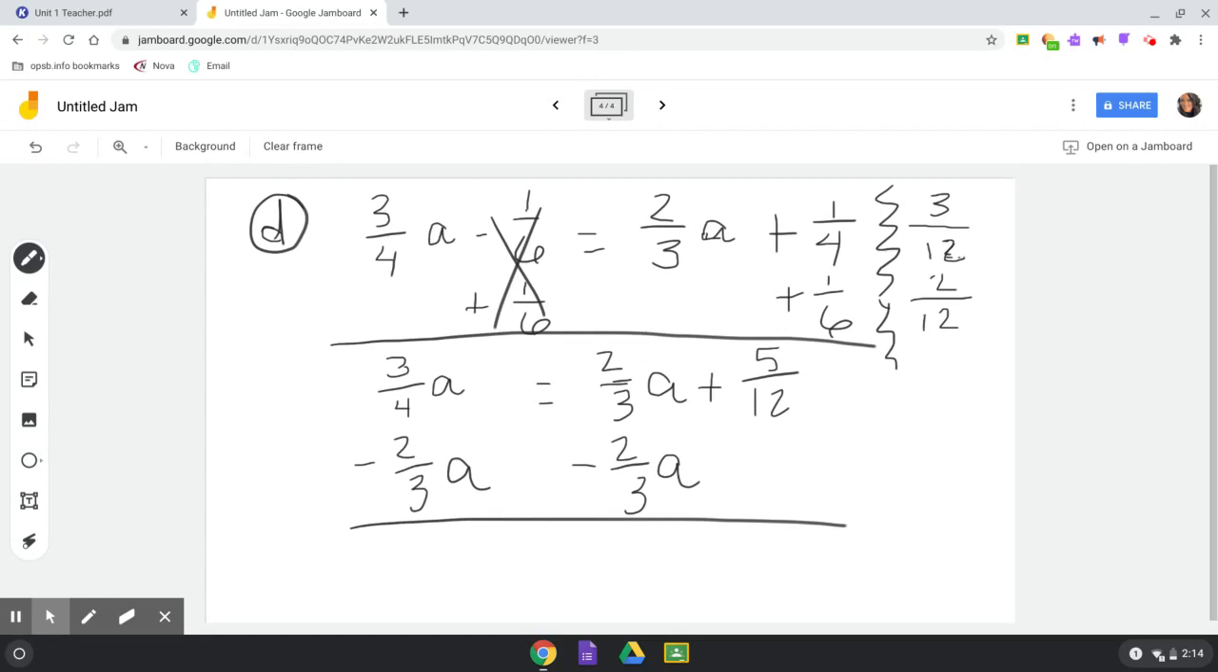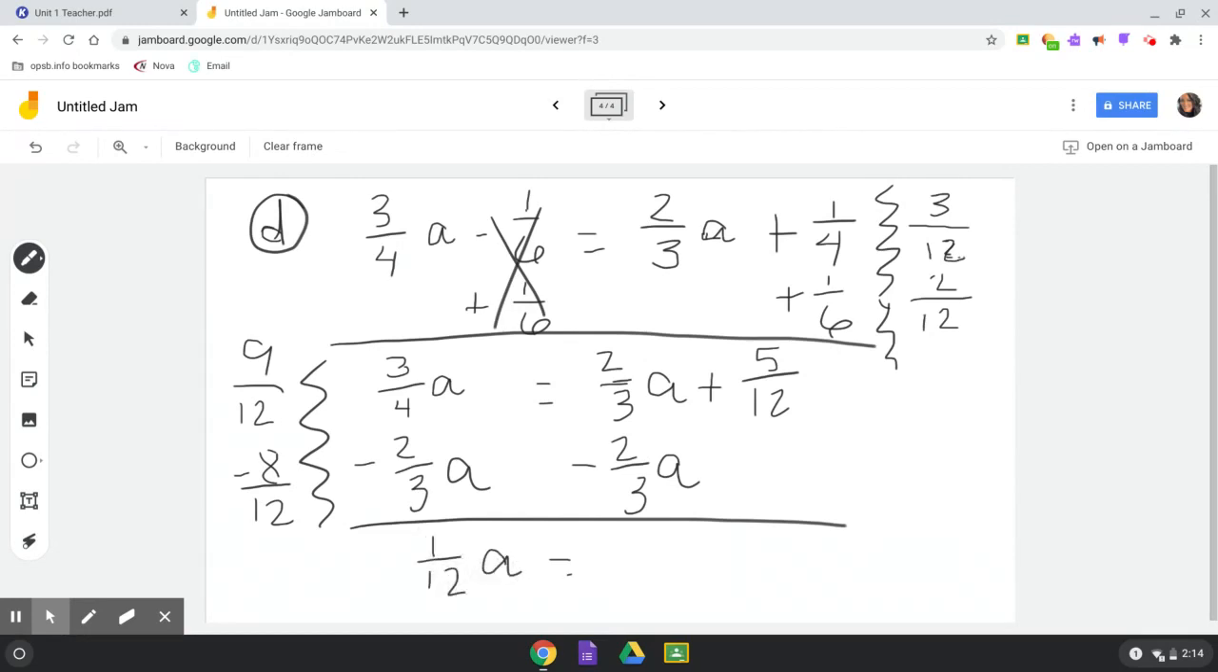When I subtract 2/3 from both sides, what is 3/4 minus 2/3? Well, let me do a squiggly again. My common denominator between 4 and 3 is, lo and behold, 12 again. Okay, so 3/4 is 9/12. 2/3 is 8/12. Negative 8/12. So what's 9/12 minus 8/12? Well, that's 1/12.